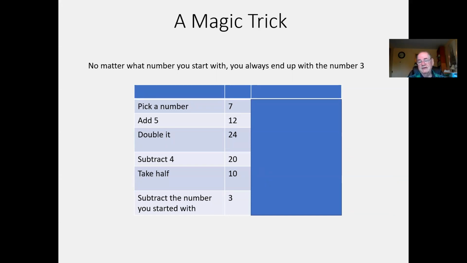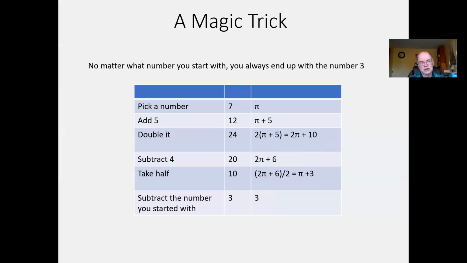So let's add 5 to our number. For me, I would get 12, and then double that to 24. Subtract 4 from your number, which brings me down to 20. Take half of that, which gets me to 10. And then I subtract the number that I started with, which was 7. And lo and behold, by magic, I come up with my predicted number of 3.